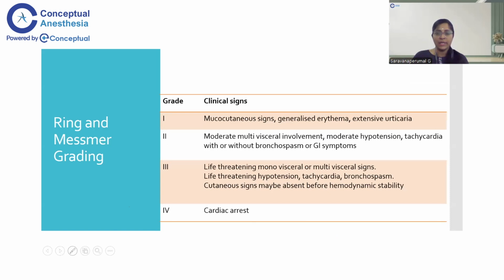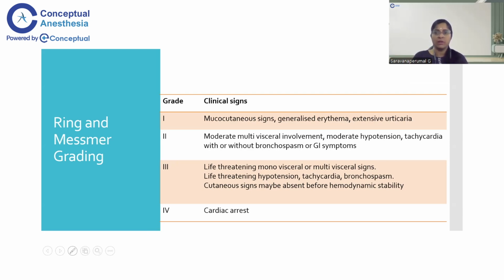For the purpose of classifying anaphylaxis, there is the Ring and Messmer grading, wherein it is classified into 4 grades. Grade 1 is cutaneous signs, characterized by generalized erythema or extensive urticaria. Grade 2 is moderate multivisceral involvement: moderate hypotension, tachycardia with or without bronchospasm or GI symptoms. Grade 3 is life-threatening monovisceral, either refractory bronchospasm or refractory hypotension, or multivisceral involving cutaneous, bronchospasm and cardiac, or life-threatening hypotension, tachycardia with bronchospasm, and cutaneous signs may be absent before hemodynamic stability.